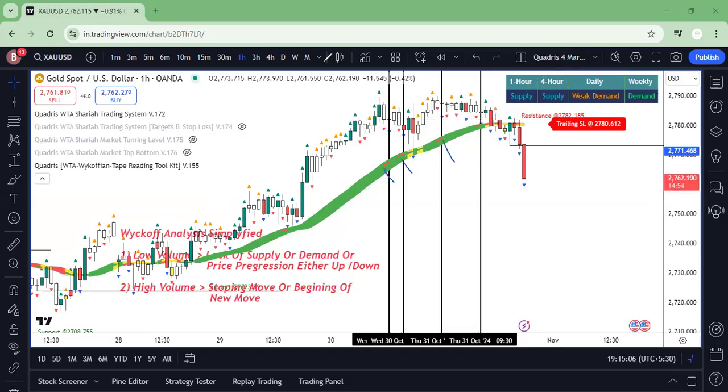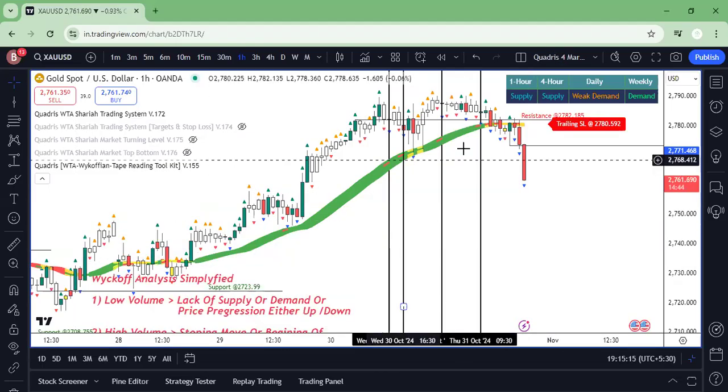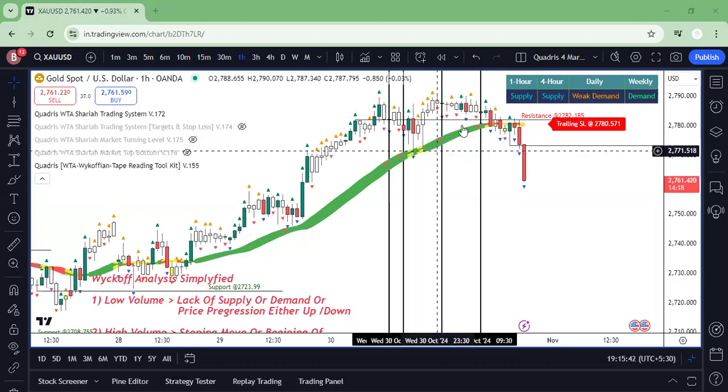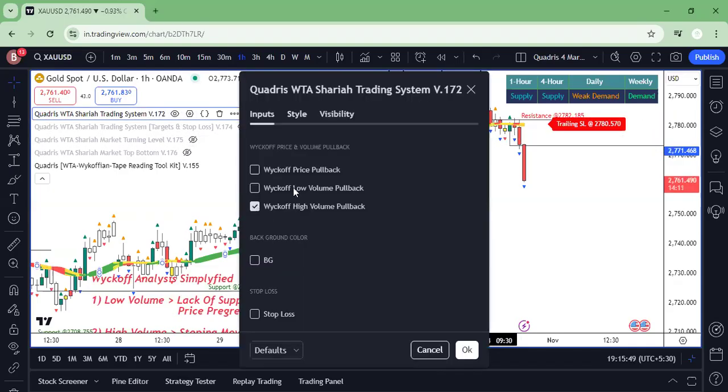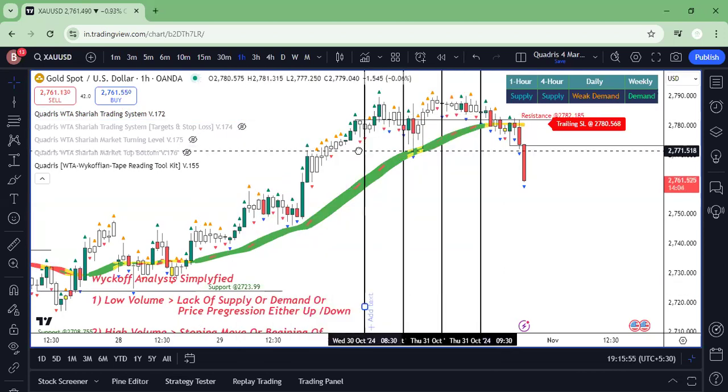I can show you what has happened in the past, but I would rather explain it to you in a real-life scenario. What has happened? Supply came in, there was a shortening of thrust, or you can say price progression stopped, and the market turned its direction, and it resulted in downward progression of price. If that is the case, then we want to see, if there was heavy volume, what we would see on low volume. So if I apply the Wyckoff low volume pullback, now things would change.